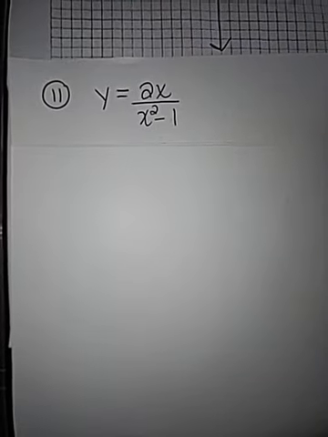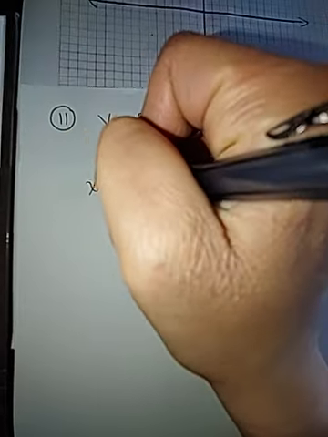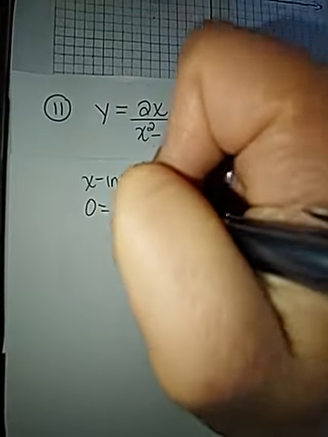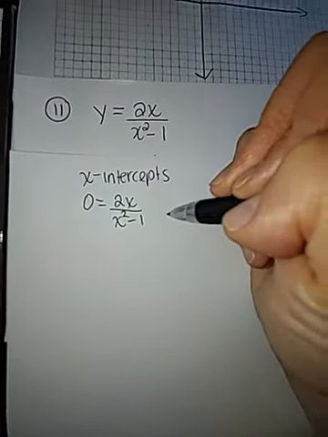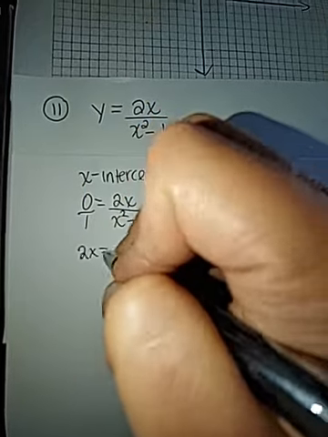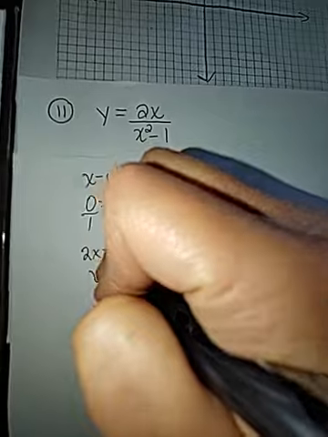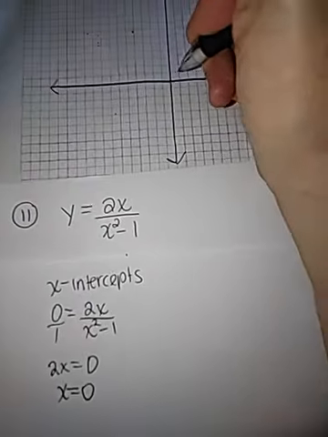I am going to graph number 11 from the homework. First thing I'm going to do is find out if there are any x-intercepts. To find my x-intercepts, I make y equal to 0. When I set y equal to 0, I could put 0 over 1 and cross multiply, and I get 2x equals 0 times x squared minus 1, which is 0, which means x equals 0 is my x-intercept. Okay, so I'm going to plot that.